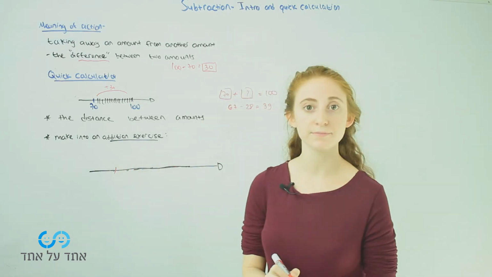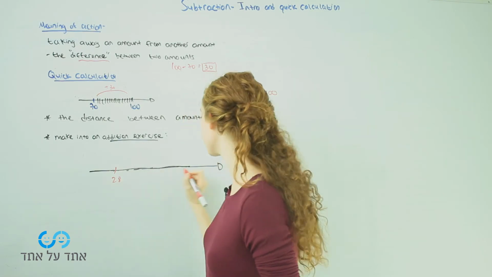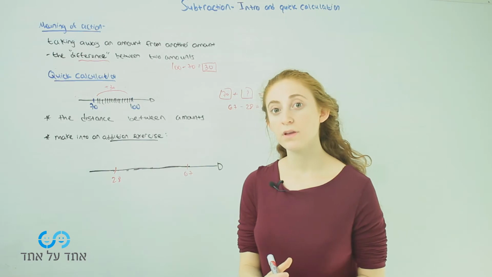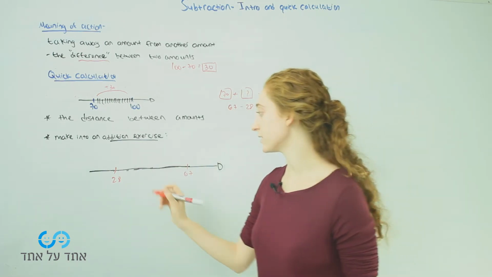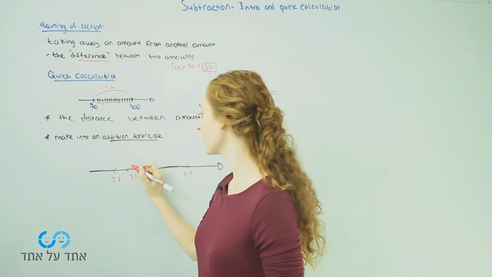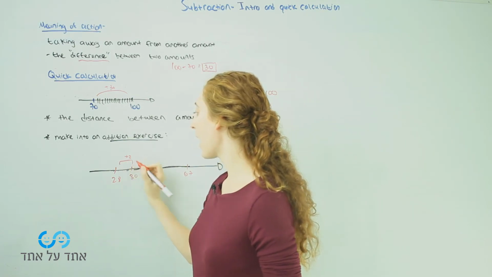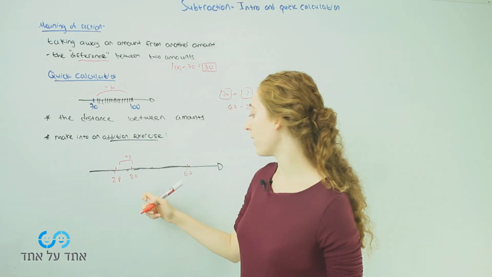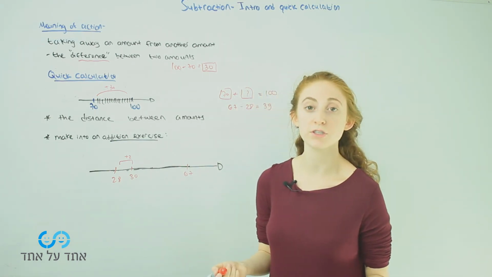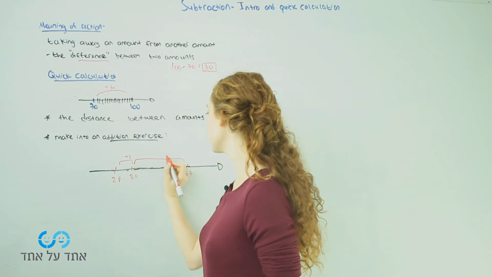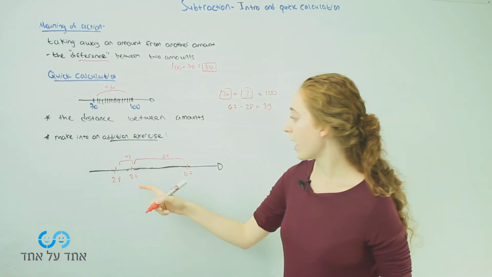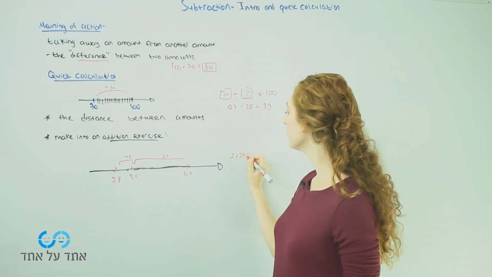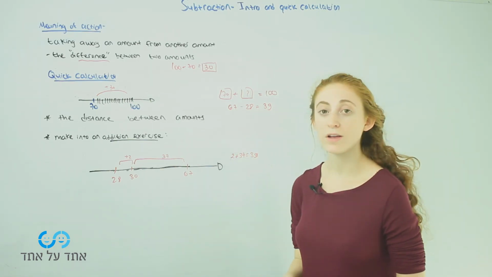67 minus 28. So I'm starting from 28 and I want to get to 67. I'll stop at a number that is round. Let's say 30. So from 28 to 30, I've added 2. Now I need to go from 30 to 67. It's much easier to do, right? So 30 to 67 is 37. So I've added 2, I've added 37. How much have I added altogether? 39.